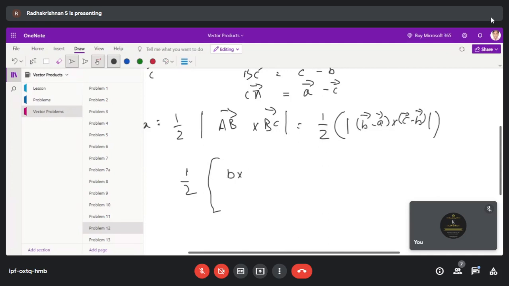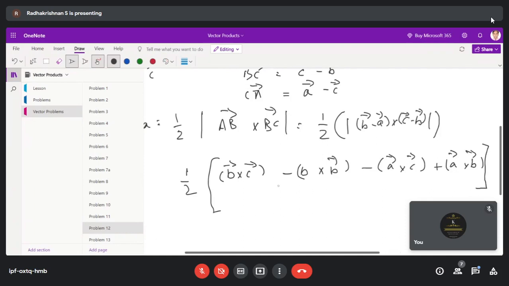B cross C, minus B cross B, minus A cross C, plus A cross B. Now what is B cross B? That will be 0, right? It will vanish. So what will remain is half of B cross C.